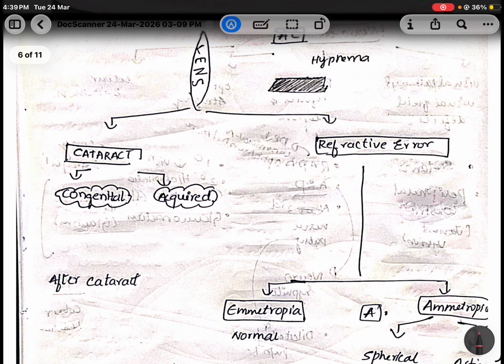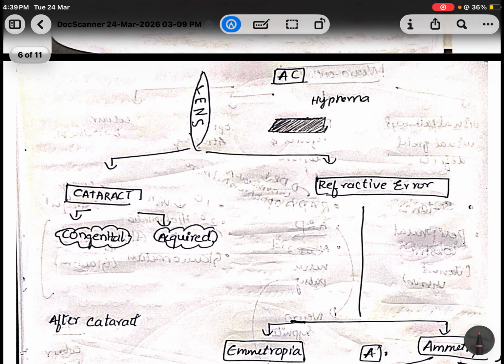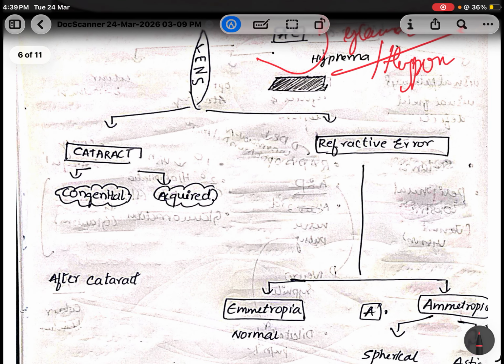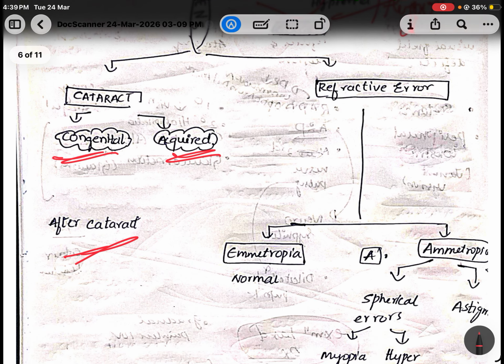Okay, lens. Before the lens, what is in front of it is the anterior chamber. Obviously you have hyphema or hypopyon. You can study about that also, and if this is not resolved, the major thing is glaucoma. Now the lens itself is an important thing. Again, the major components which are important in cataract are congenital cataract or acquired cataract, or if this has not been solved, you might have after cataract.